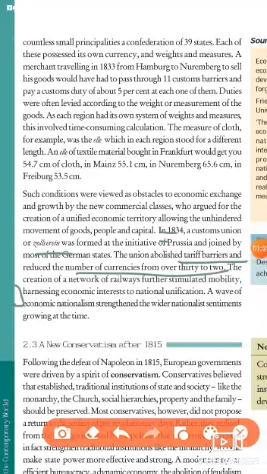And the creation of a network of railways further stimulated mobility, harnessing economic interest to national unification. A wave of economic nationalism strengthened the wider nationalistic sentiments growing at the time. So all these things contributed to the growing feeling of nationalism: the growing network of railways, which increased mobility, and economic liberalism. All these things brought a feeling of nationalism, not just national unity.